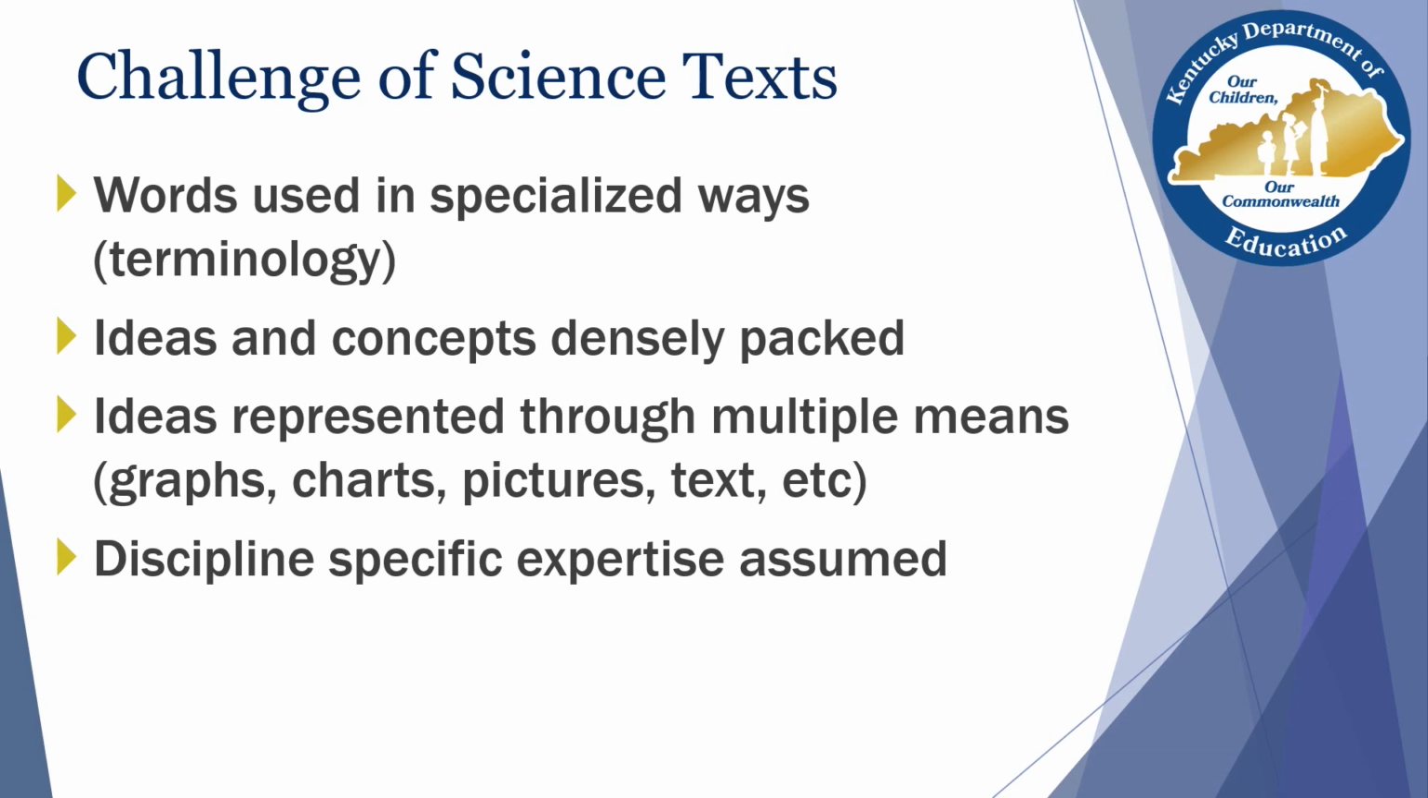The ideas and concepts are densely packed. In other words, there's a lot of information in a very short amount of space, and that can be challenging for students. The ideas are represented through multiple means: graphs, charts, pictures, text. As we think about text, all those are text by definition, but when we think about a science text or a textbook, even papers, it's not just a matter of having information in those other means, but they actually go back and forth.